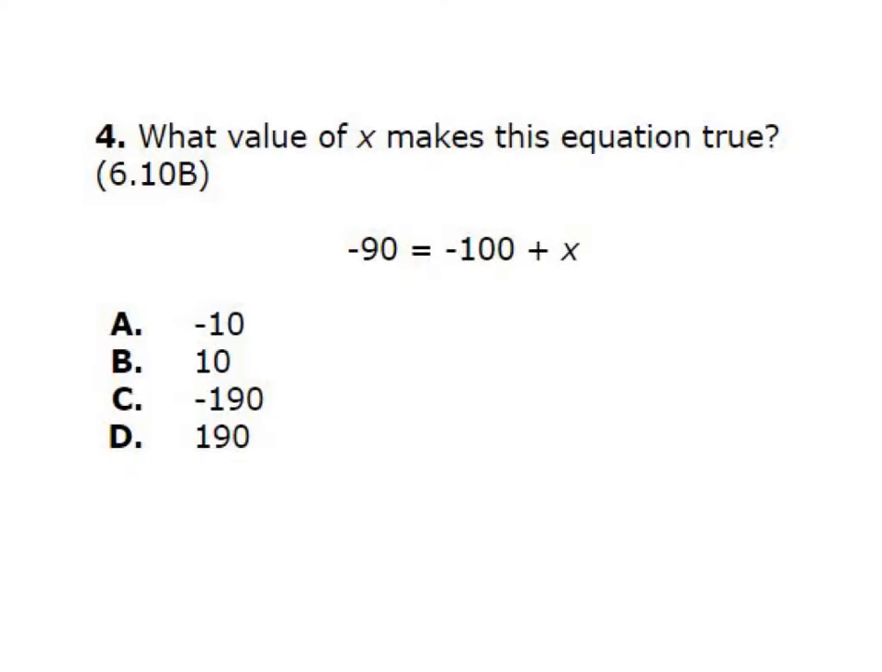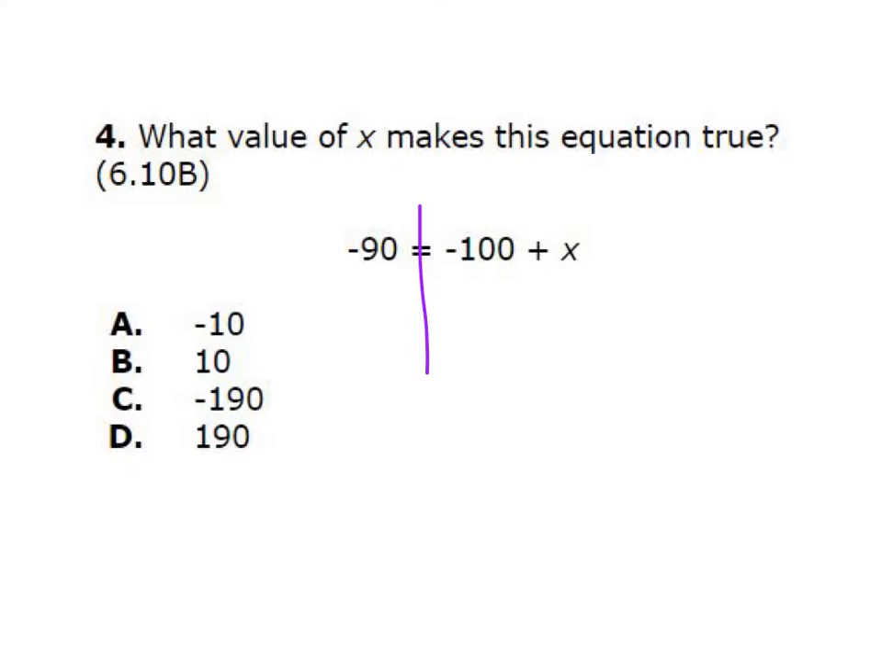Number 4 reads, what value of x makes this equation true? So that means we need to solve for x. Remember, we always draw that line of fairness rule. Then we're going to look where our variable is. Because our variable is with the negative 100, that's the number I want to undo.